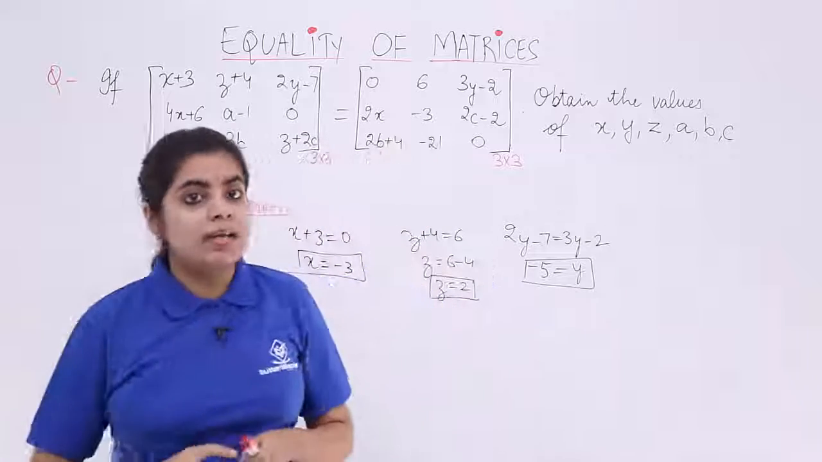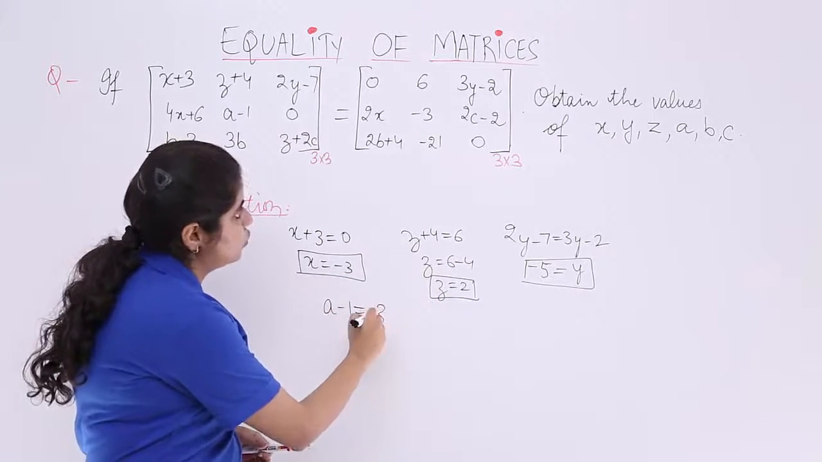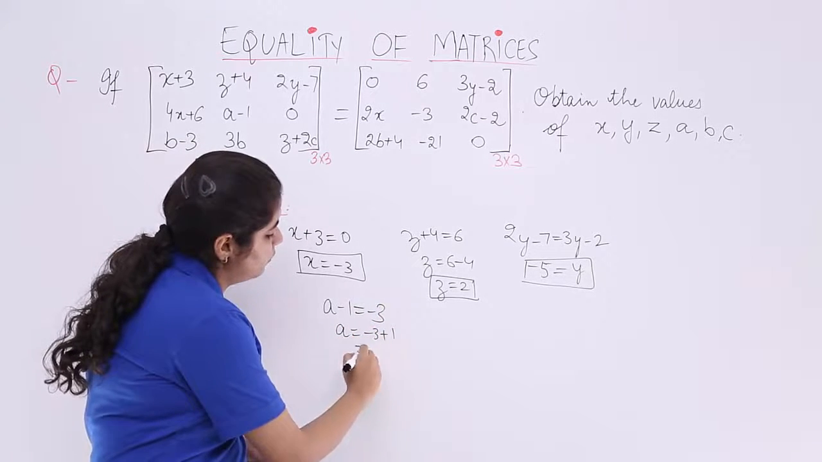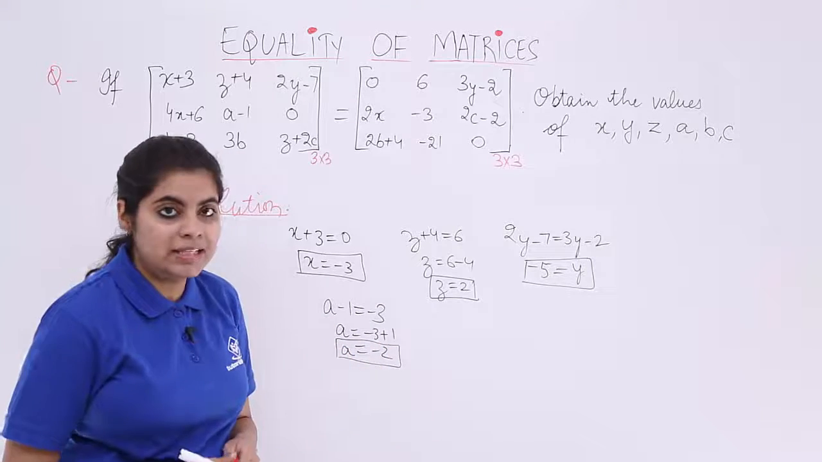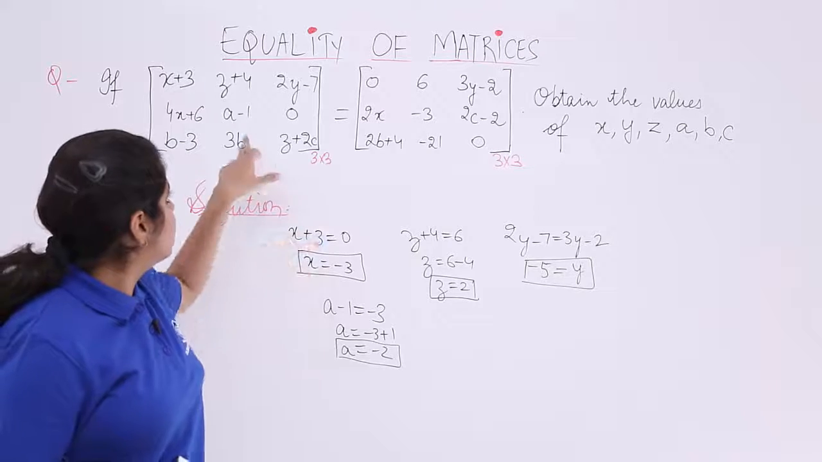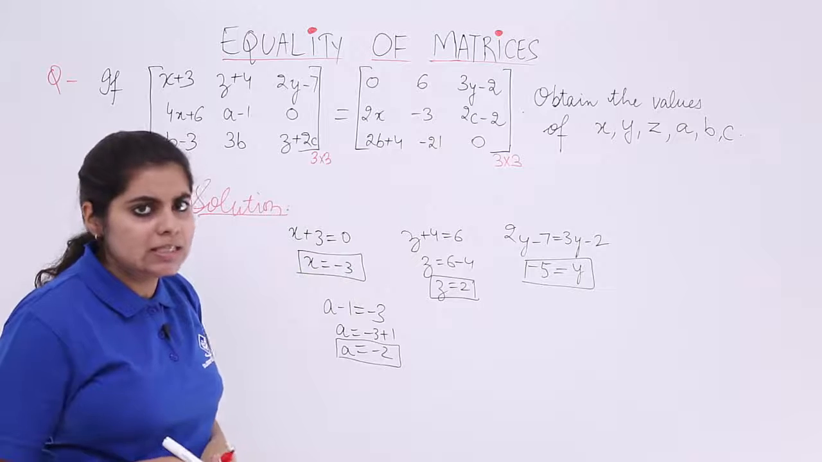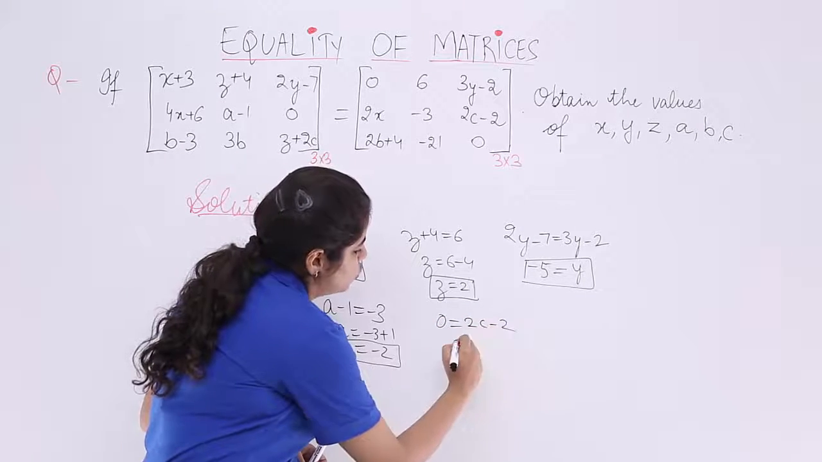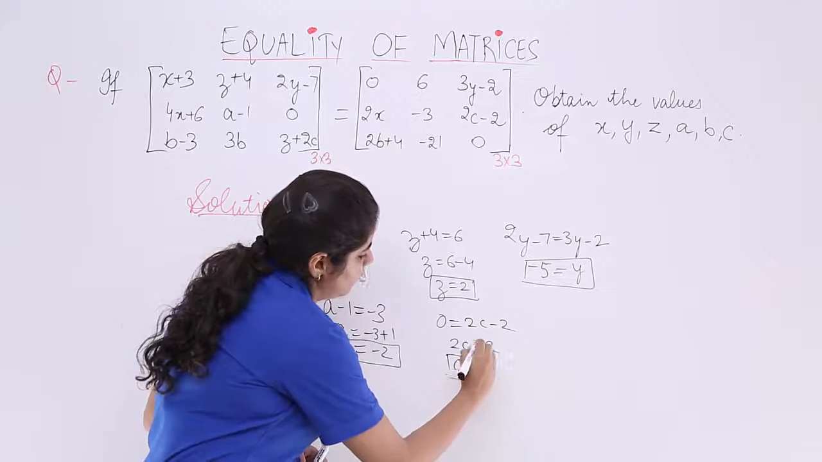So a minus 1 and minus 3. Now a minus 1 is equal to minus 3. That means a is equal to minus 3 plus 1, which is minus 2. Now when a is equal to minus 2, let's move on to the next thing. The next thing is 0 here and it is 2c minus 2. We need c? Yes, we do. So 0 is equal to 2c minus 2. 2c is equal to 2, c is equal to 1.